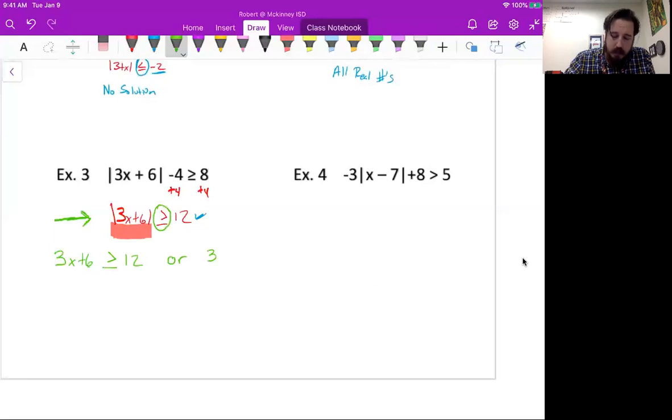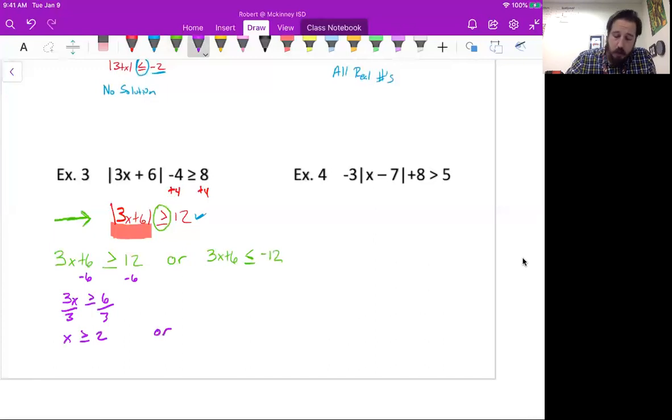When I write my negative equation, not only do I make what is on the other side of the inequality negative, I also have to flip the inequality. So instead of it being greater than or equal to, it is now less than or equal to negative 12. Now I solve each of these independently. Here I'm going to subtract 6 from both sides. So 3x is greater than or equal to 6, dividing both sides by 3, and I get x is greater than or equal to 2.